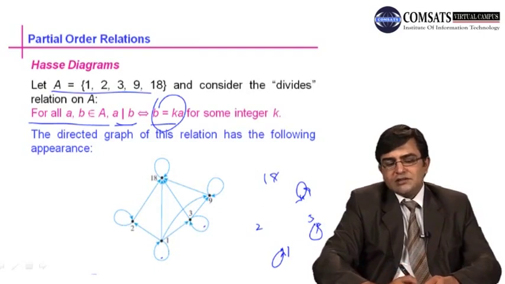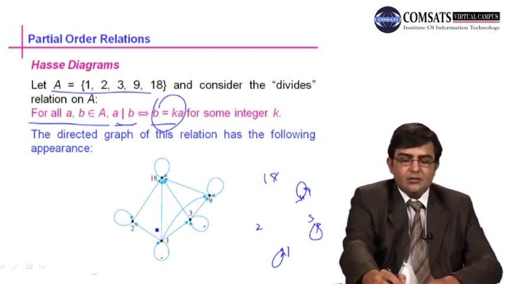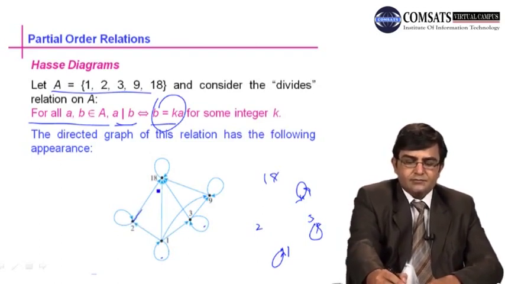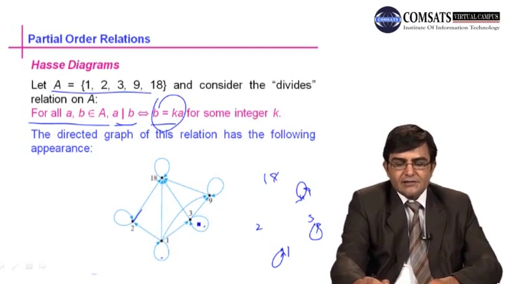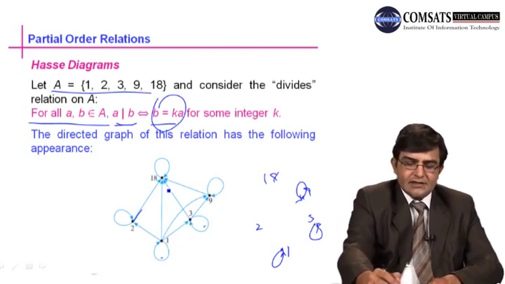Now 2 doesn't divide 1, therefore there is not an arrow from 2 to 1. Similarly 3 doesn't divide 1, 9 doesn't divide 1, 18 doesn't divide 1. Now 2 divides 18 only, so there is an arrow from 2 to 18 only. Now 3 divides 9, and 3 divides 18.